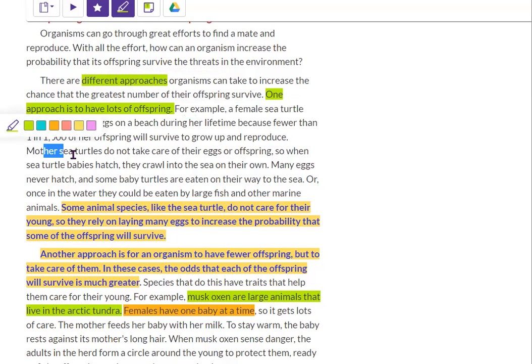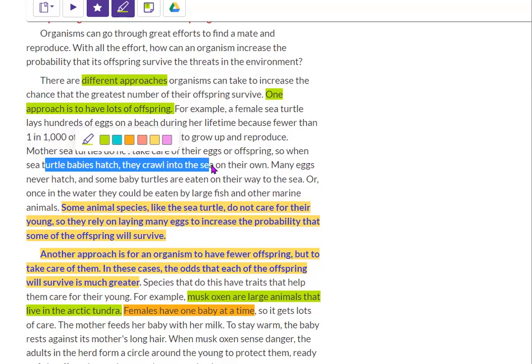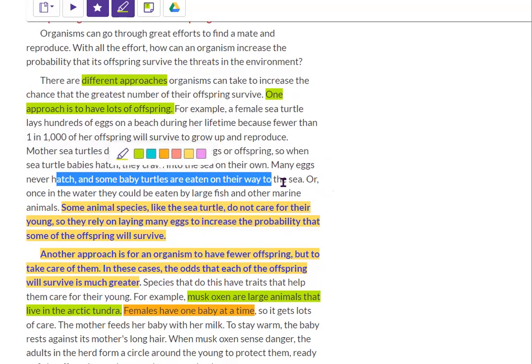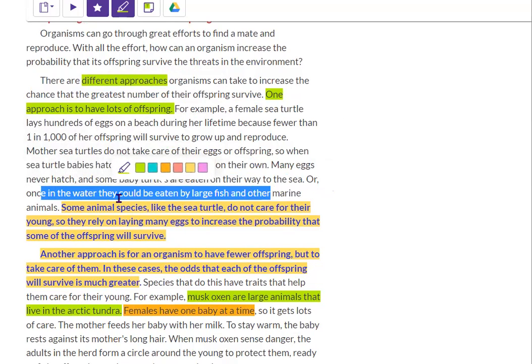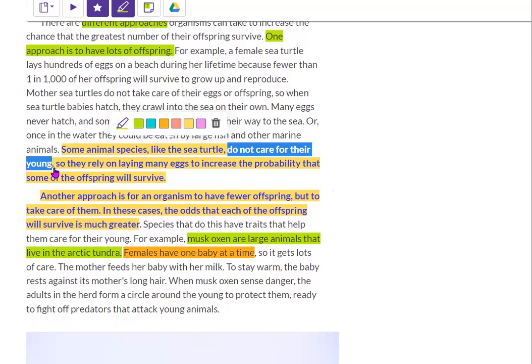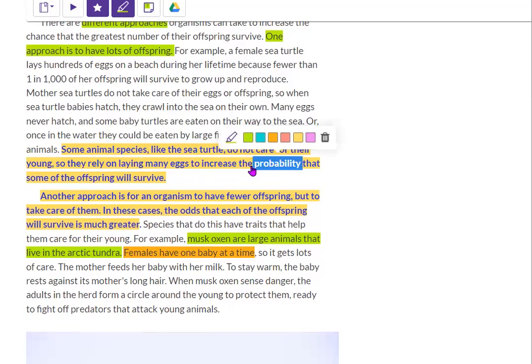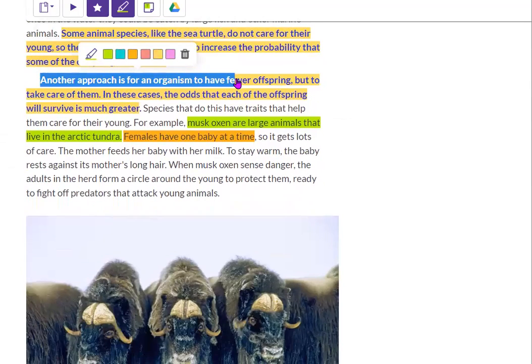And so mother sea turtles, they don't really take care of their eggs or offspring. And so when the babies hatch, they're just going to crawl to the sea on their own. Sometimes the eggs never hatch. Sometimes the baby sea turtles, they get eaten on the way to the sea. Or even if they make it to the ocean, they could be eaten by larger fish or other marine animals. And so some animal species like the sea turtle, they don't really care for their young. So they rely on making a lot of eggs to increase the probability or the chance that some of the offspring will survive.